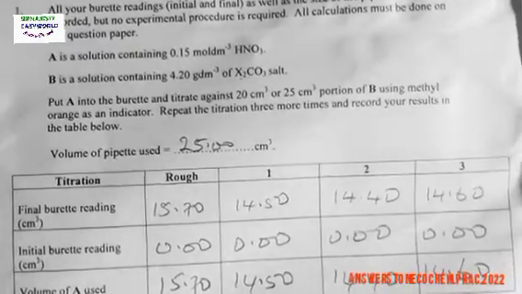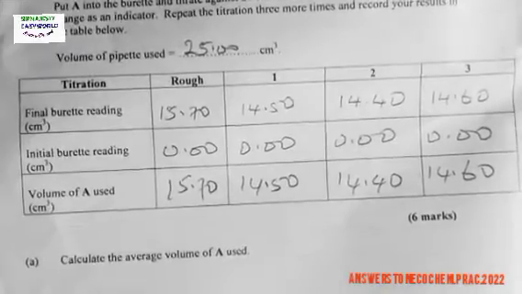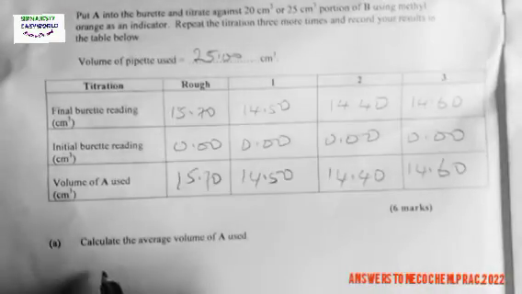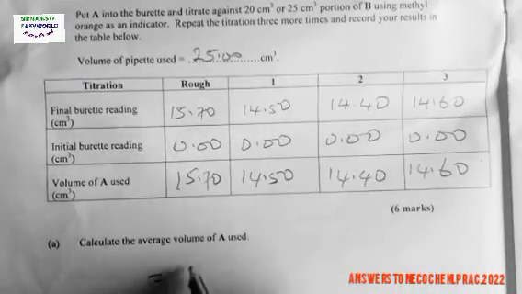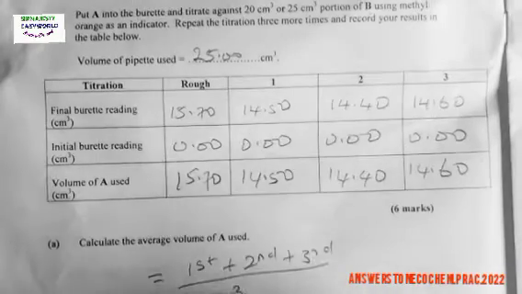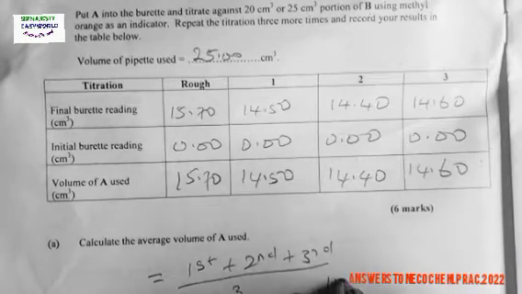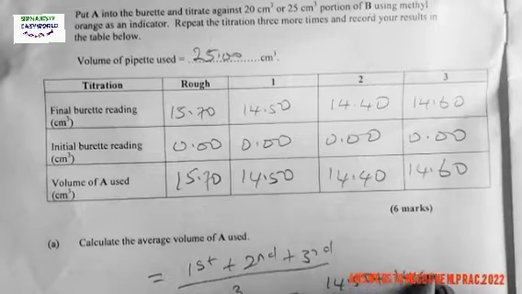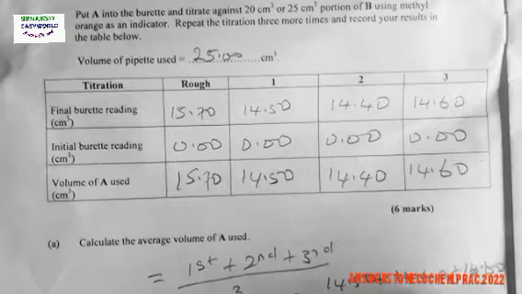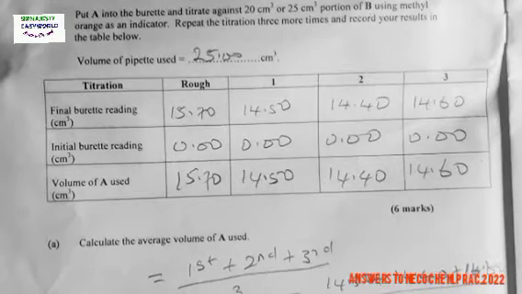So in this case, you are done with filling the table. You come down here, they say calculate the average volume of A used. In the calculation of the average volume of A used, you tell the marker the ones we are using. According to this table, first, second, and third are all concordant. You now just sum up first plus second plus third, or you write 1 plus 2 plus 3 divided by 3, which means you sum 14.50 plus 14.40 plus 14.60 all over 3.